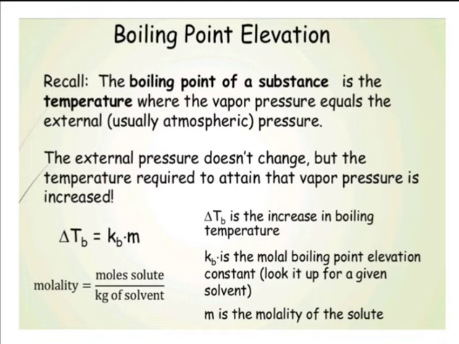So delta Tb is equal to Kb into m. Here delta Tb is the increase in boiling temperature, Kb is the molar boiling point elevation constant, and m is the molality of the solute. Molality can be calculated using molality is equal to moles of solute divided by kg of solvent. So this is the equation to find out molality. By using the equation delta Tb is equal to Kb into m, you can find out the increase in the boiling temperature.